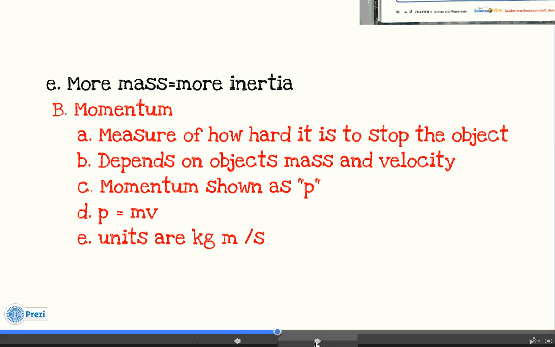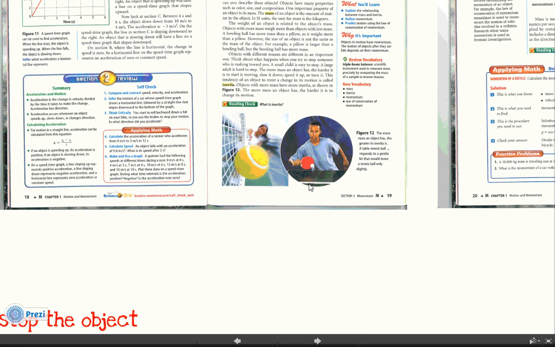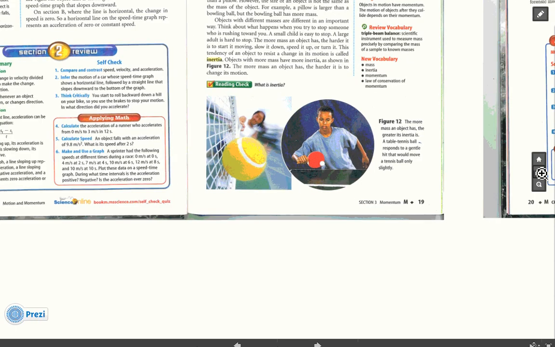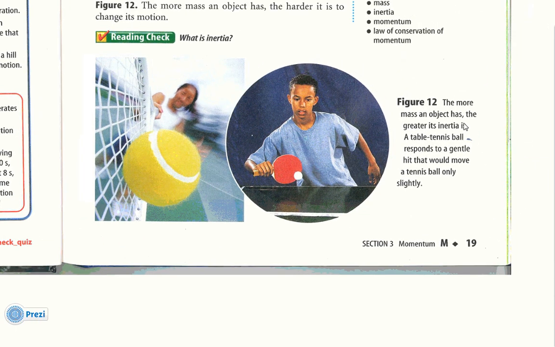All right. Now we've missed some pictures, haven't we? We had a picture here, didn't we? Let's go back to page 19. The more mass an object has, the greater its inertia is. A table tennis ball responds to a gentle hit that would move a tennis ball only slightly. So if you hit a tennis ball with the same force that you hit the ping pong ball, the tennis ball wouldn't go as far because it has greater mass.